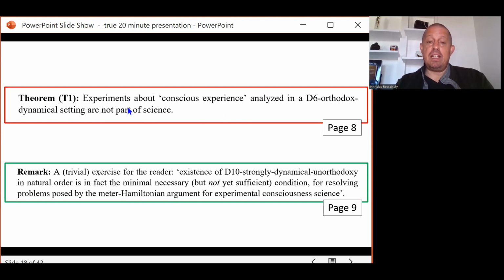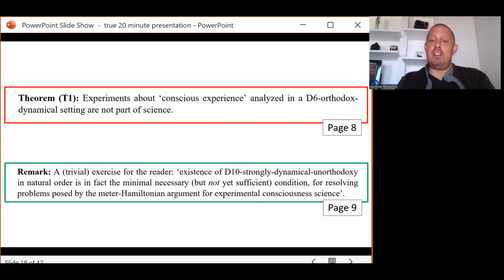And theorem 1 says that analyzing experimental data about conscious experience in a D6 setting is unscientific. Now, there's a subtle but important nuance here concerning what setting means. It could refer to the reality we inhabit. If reality itself is D6 orthodox, T1 says we can't do conscious experiential science ever at all. But there's another possibility, in fact, the one I believe to hold. The reality setting is not D6 orthodox, but we can use an inappropriate scientific setting that incorrectly assumes D6 orthodoxy. In fact, that's what mainstream consciousness science does right now, uses a D6 orthodoxy.